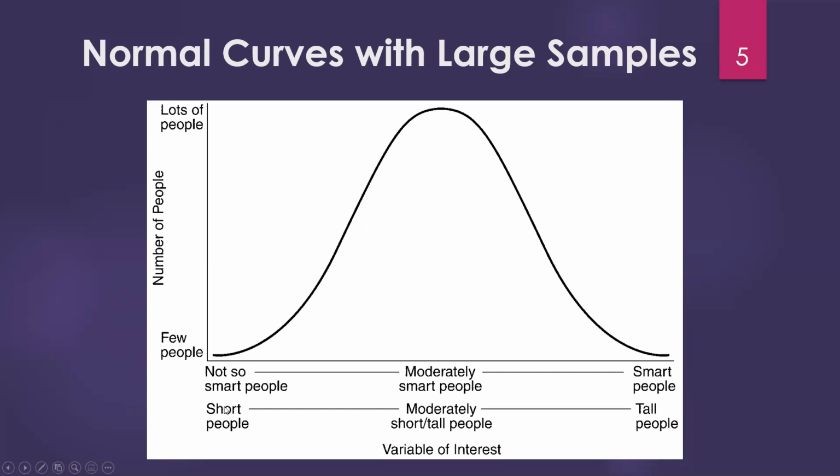You could do the same thing thinking about a variable like height, right? Most people are kind of average height. There's some people who are super tall, some people who are super short, but most people are in the middle, right? This is this idea of normal curves with large samples.